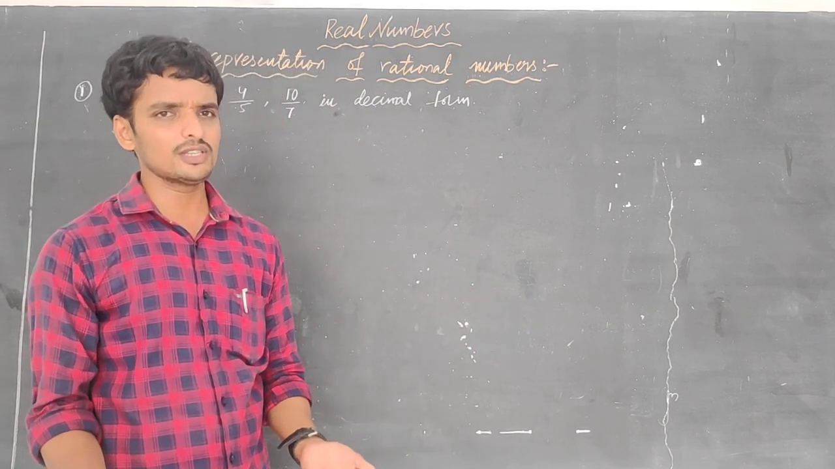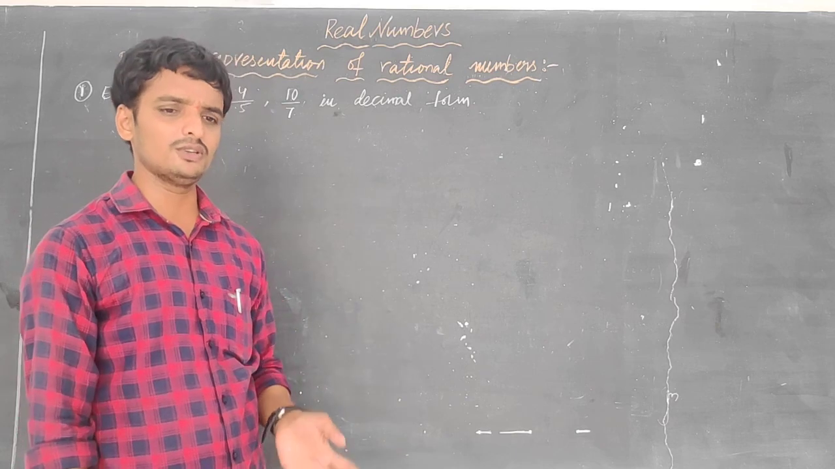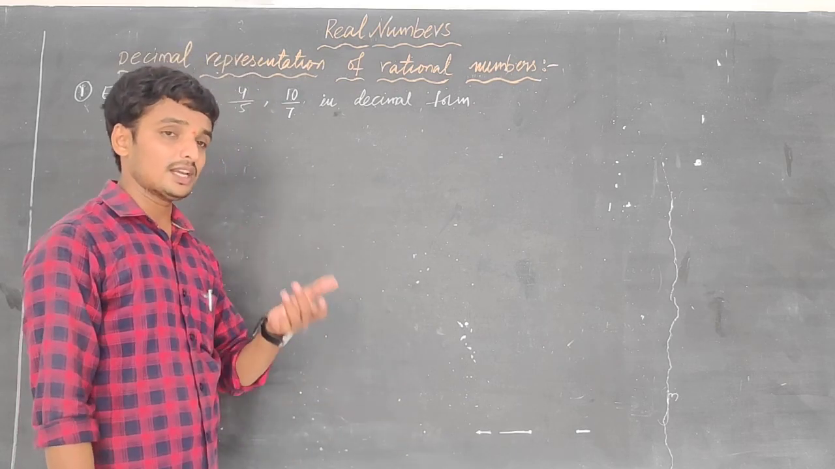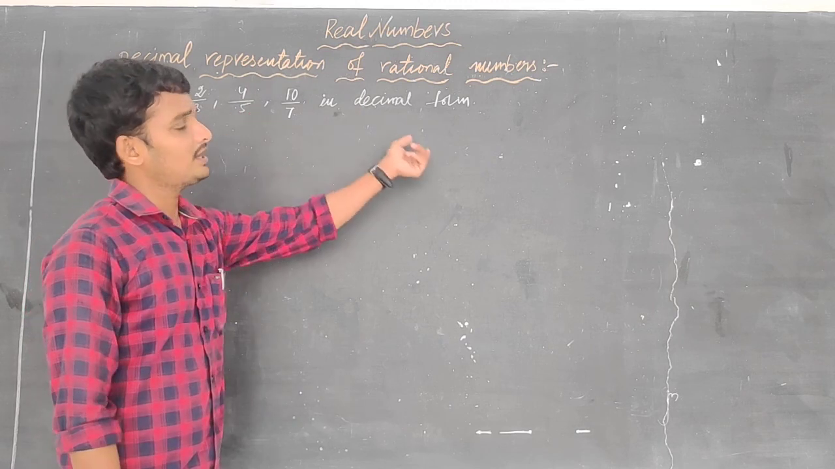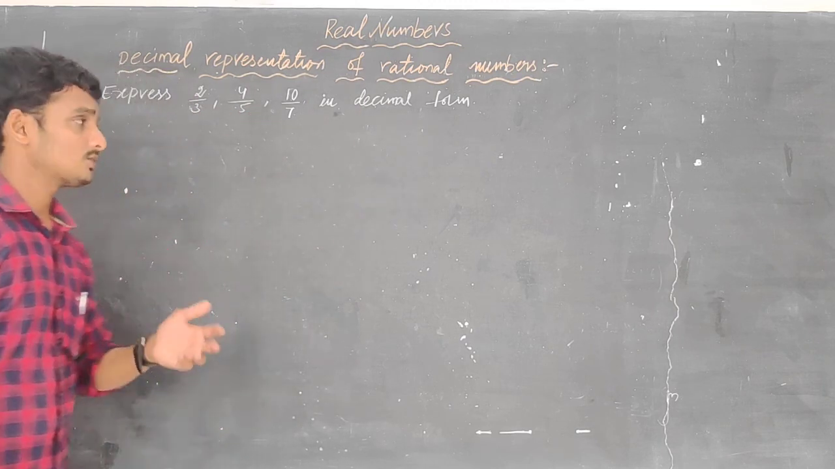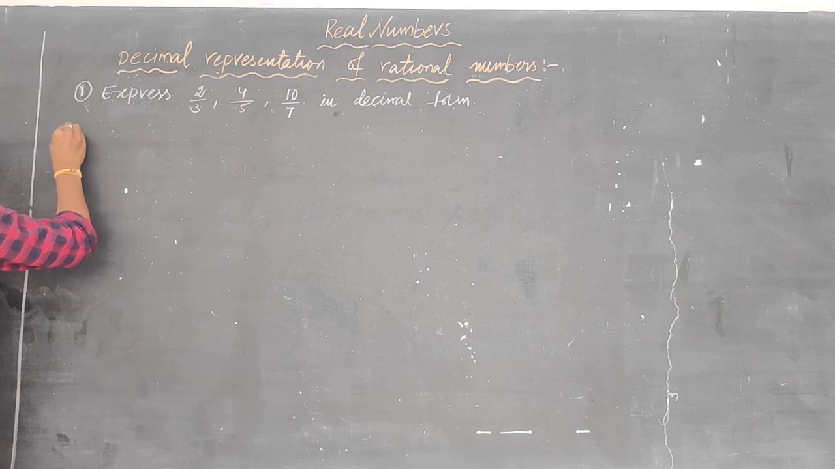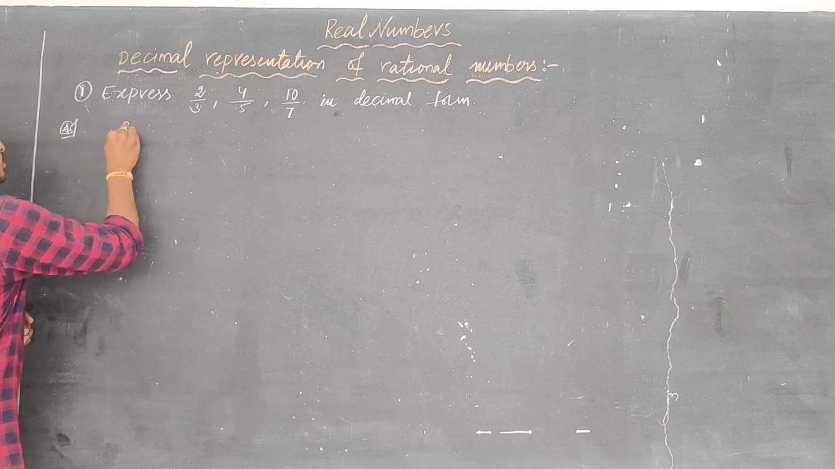Long division. We know the division? Yes, we know very well about divisions. Now we can do the division, then convert these rational numbers into the form of decimals. Can we write? So now I am taking the first number. Solution. The first number is 2 by 3.